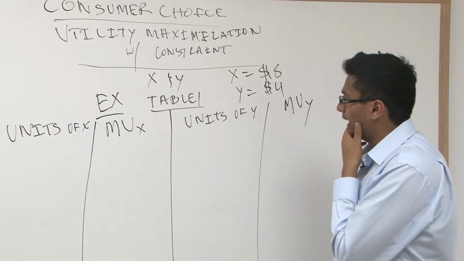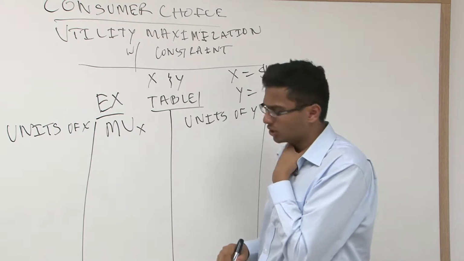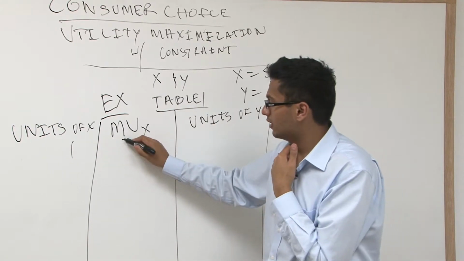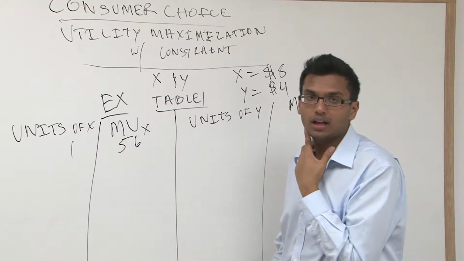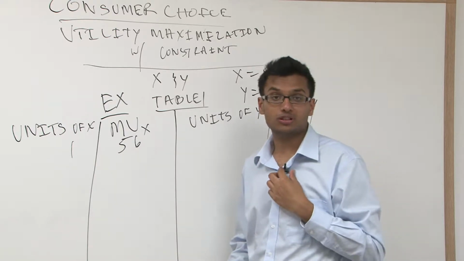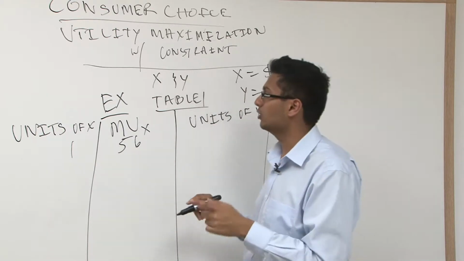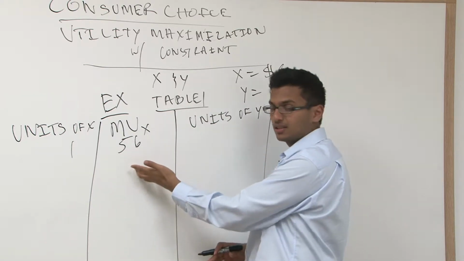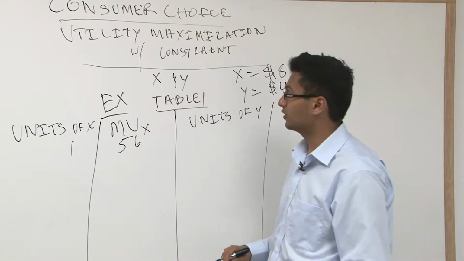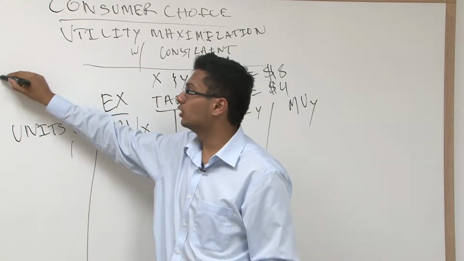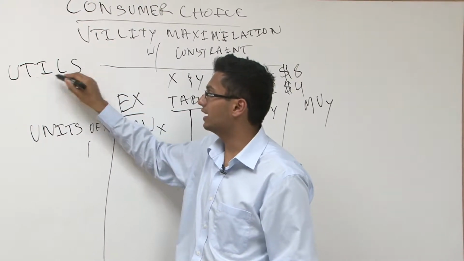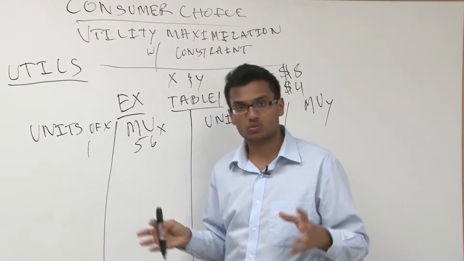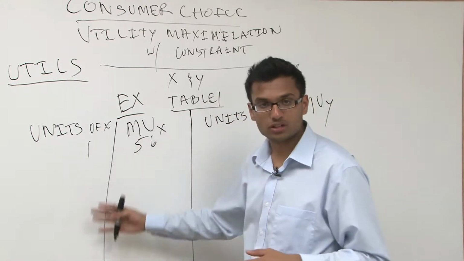Let me go ahead and start filling these in. Let's start with the units of X. For 1 unit of X, you get 56 for the MU of X, as in marginal utility. When you say marginal utility, what is this unit? The technical word for this is utils. That's the unit of utility, so 56 utils. It's the satisfaction we said we were trying to quantify.